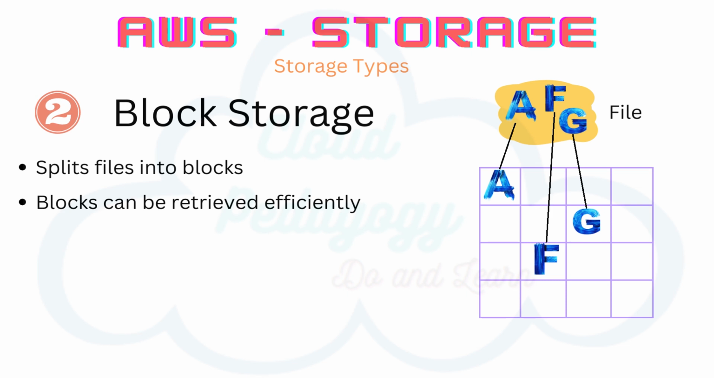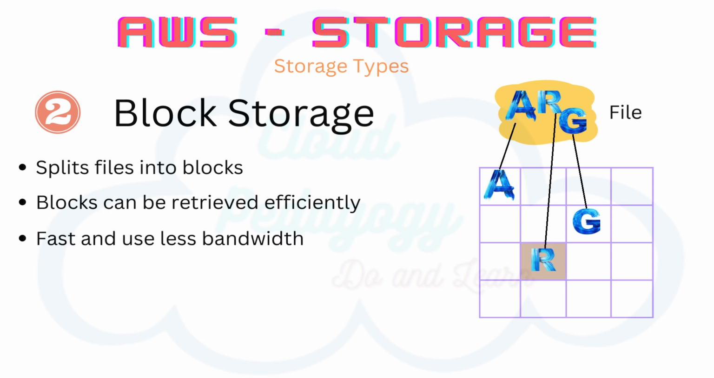Outside the address, there is no additional metadata associated with each block. So, when you want to change a character in a file, you just change the block or piece of the file that contains the character. This ease of access is why block storage solutions are fast and use less bandwidth.